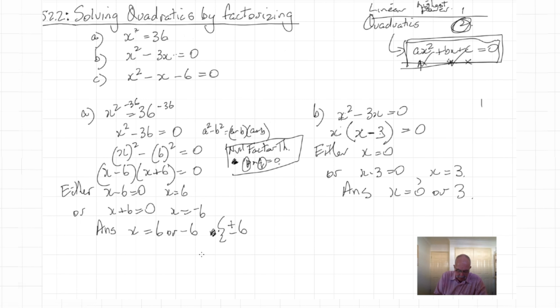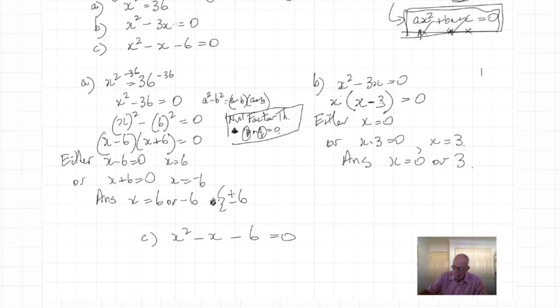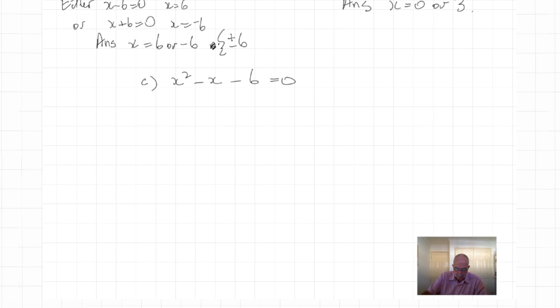The third one, C, and we might need a little bit more room, so I'll just write it out. X squared minus x minus 6 equals 0. So we're going to use factorisation. So we look at this here and we say, okay, we want to come up with two factors which when multiplied together are going to give us x squared minus x minus 6.